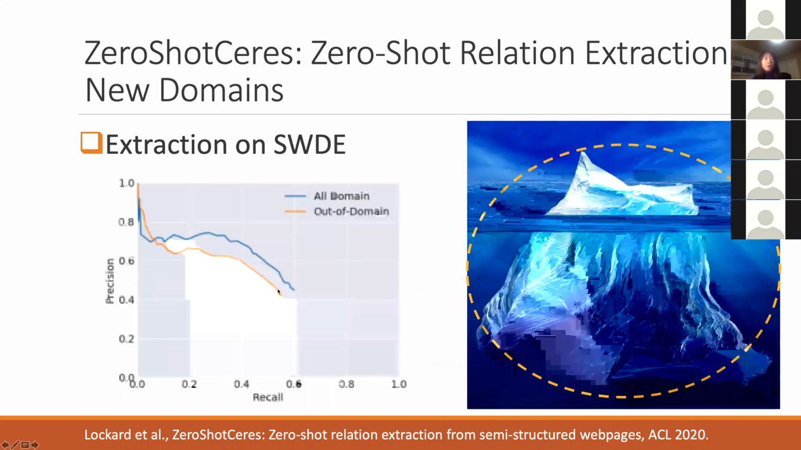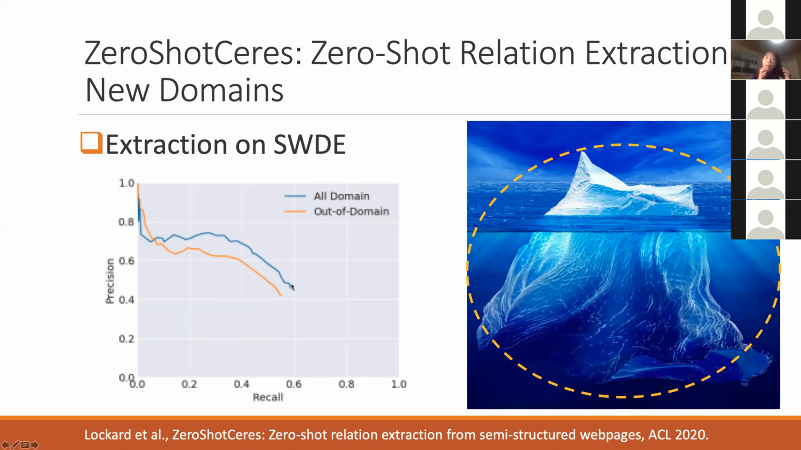So here are the PR curves for the SWDE benchmark. And recall that we have 4 domains. If we train the model on one domain and look at the extraction from all of the 4 domains, that is this blue line. And if we train the model on one domain and extract knowledge from the other 3 domains, that gives us the PR curve as this orange line. So it is slightly lower, but on the other hand, not much lower. And that gives us the whole iceberg.